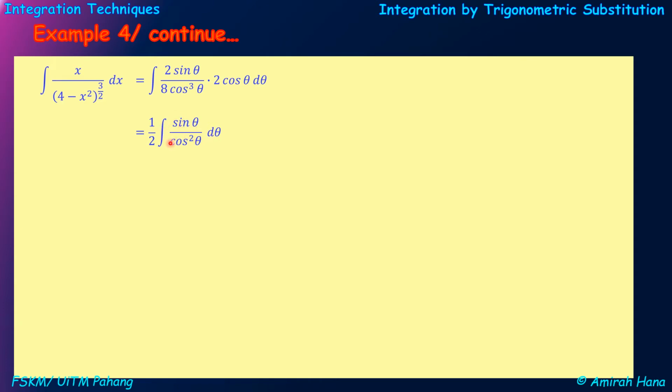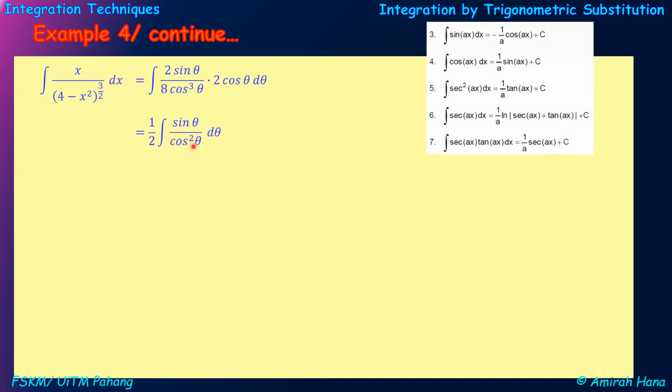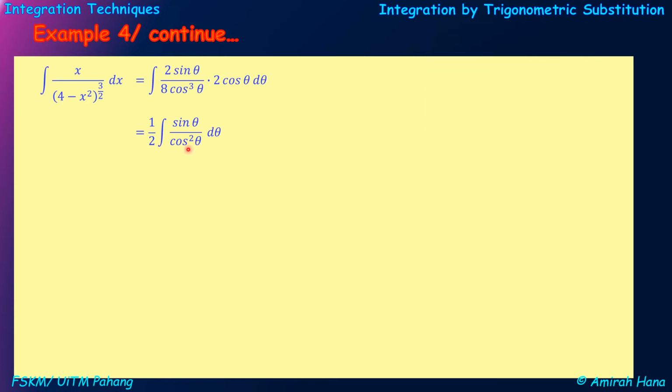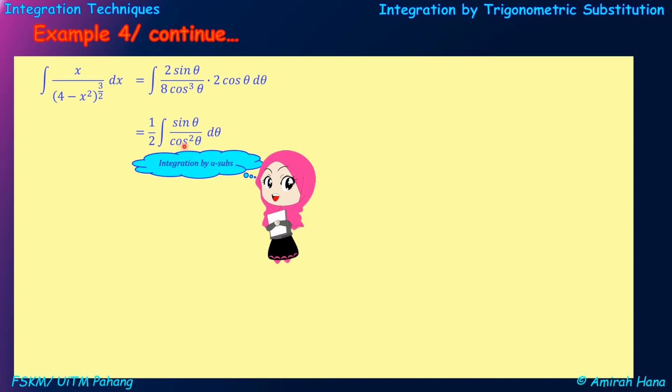So to evaluate the integration of a trigonometric function, let us check the table of integrals in the appendix. From here, there is no formula for the integration of sin x over cos squared x dx. So if there is no formula, what should we do? We can use U-substitution, because sin and cos are related in terms of derivative.